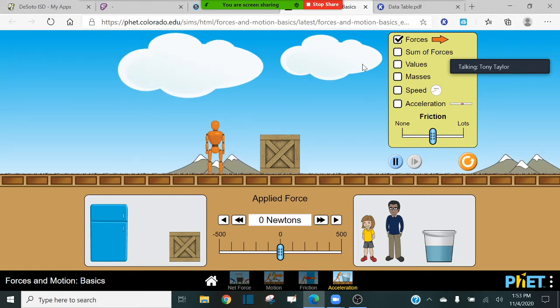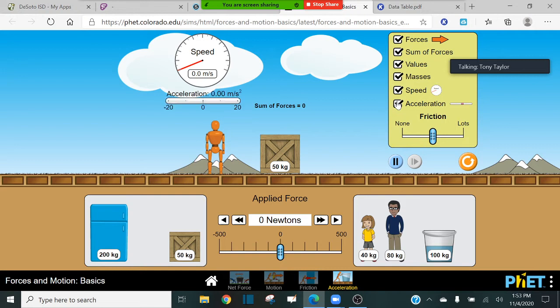So, guys, as you're doing your lab, come over here and check these values right here so that you'll know the magnitude of your acceleration whenever you are applying your force to your object.